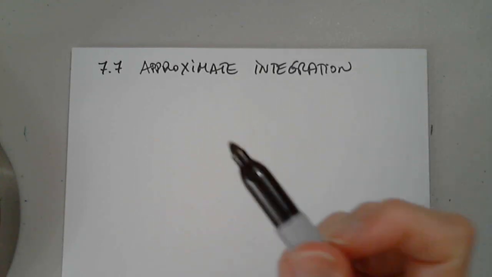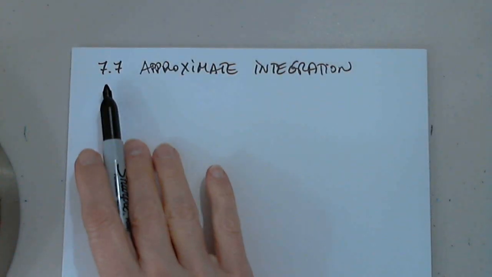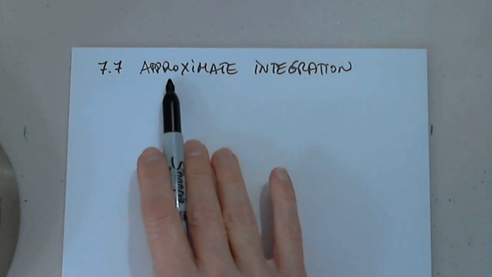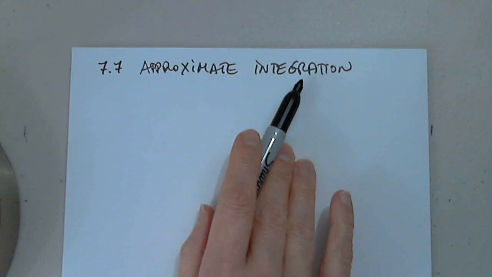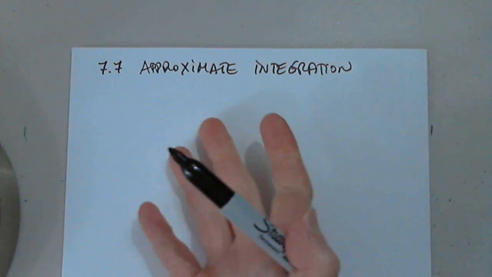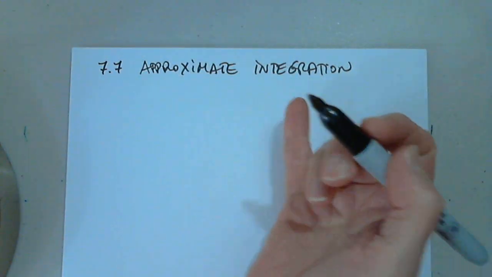Hello again. We continue chapter 7 with 7.7. We are looking into how to approximate a definite integral or an area under a graph. Why will I do that? Why would I even need that?